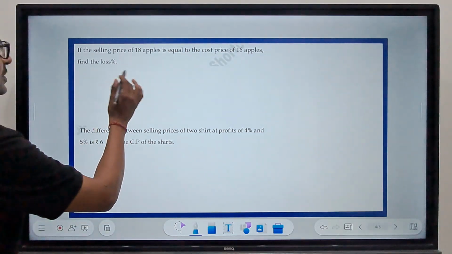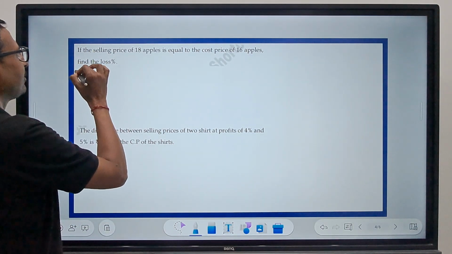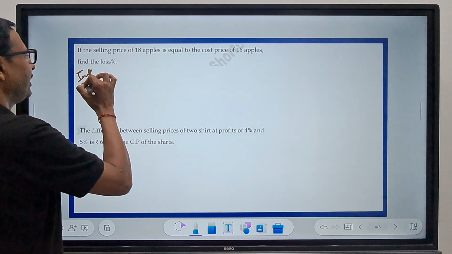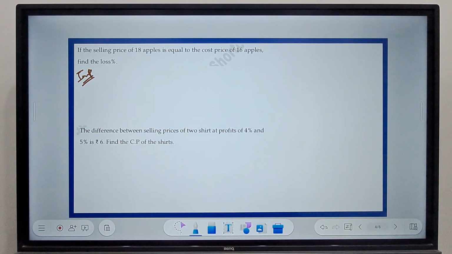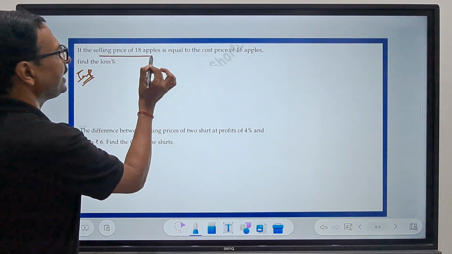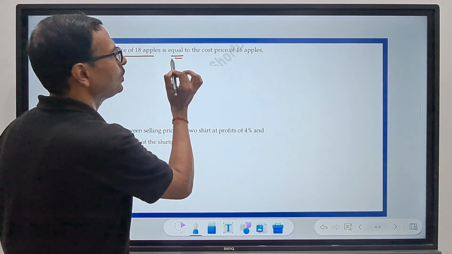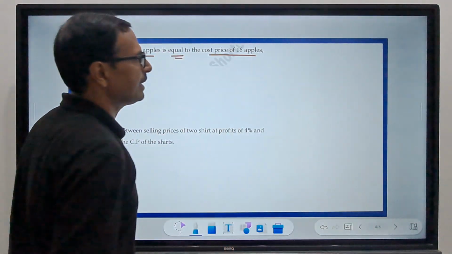A very common question in competitions. This is a very important question, and most of the students struggle in these types of questions because they don't know the concept. See, the selling price of 18 apples is equal to the cost price of 16 apples.